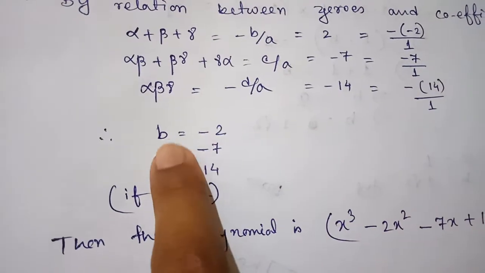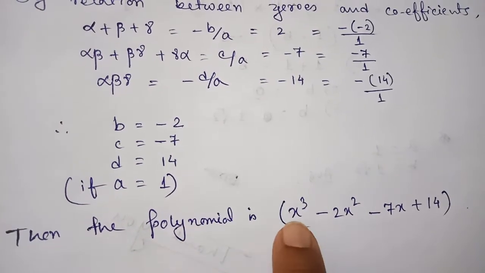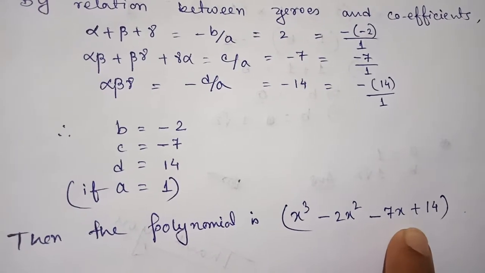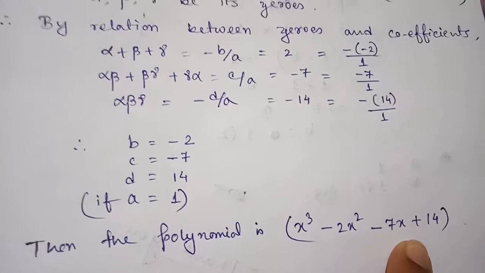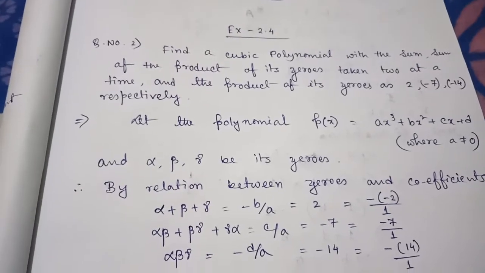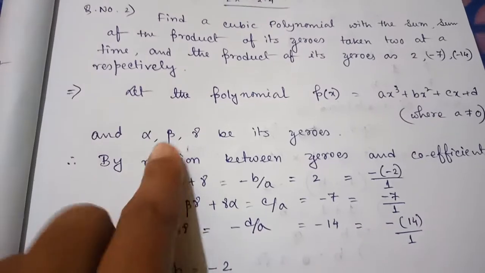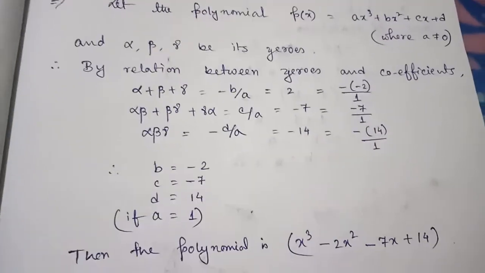Once we have got the values of b, c, d and a, we can put them in the polynomial in place of a, b, c, d, and we get the final polynomial. And this is the answer. This type of question normally doesn't come in the exam, but if it comes in any competitive exams, then you can go through this idea once.